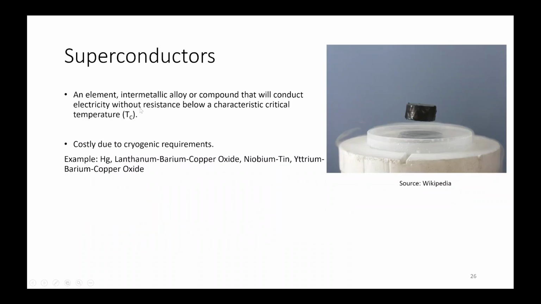Superconductors: it can be an element, intermetallic alloy or compound that will conduct electricity without resistance below a characteristic critical temperature. It is costly due to cryogenic requirements, since you need to maintain a very low temperature. Examples are mercury, lanthanum barium copper oxide, niobium tin, yttrium barium copper oxide, etc.